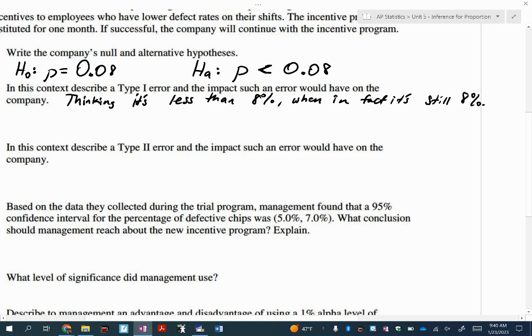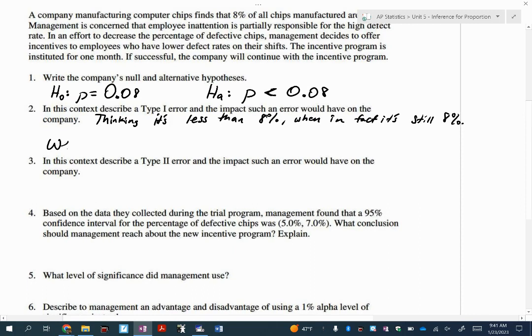Ooh, interesting, right? Or what's another one? We think what's happening with our program. We actually think it's what? We think it's working. But it's not. We think it's lower than 8, but is it working? No. It's not working. So we think the program, the incentive program, is working, but it's not. And you're right, Diana, that might mean that it actually has nothing to do with the employees.